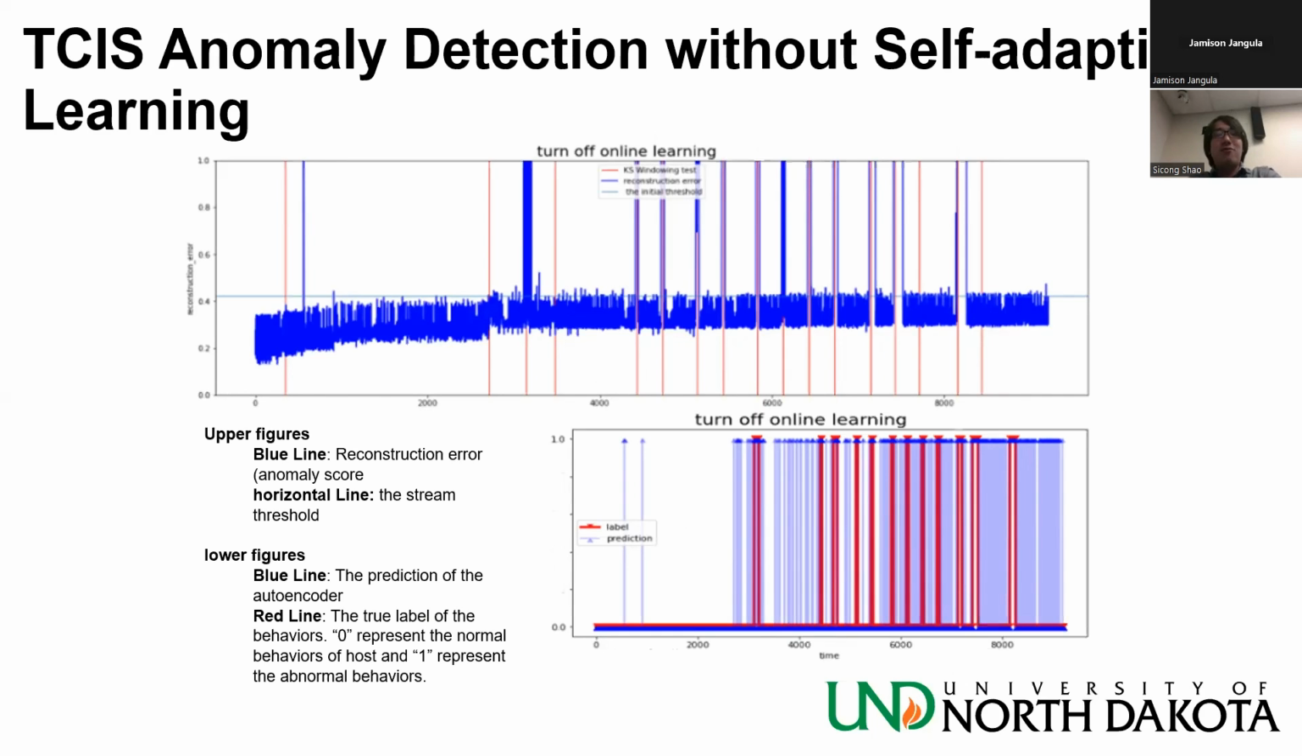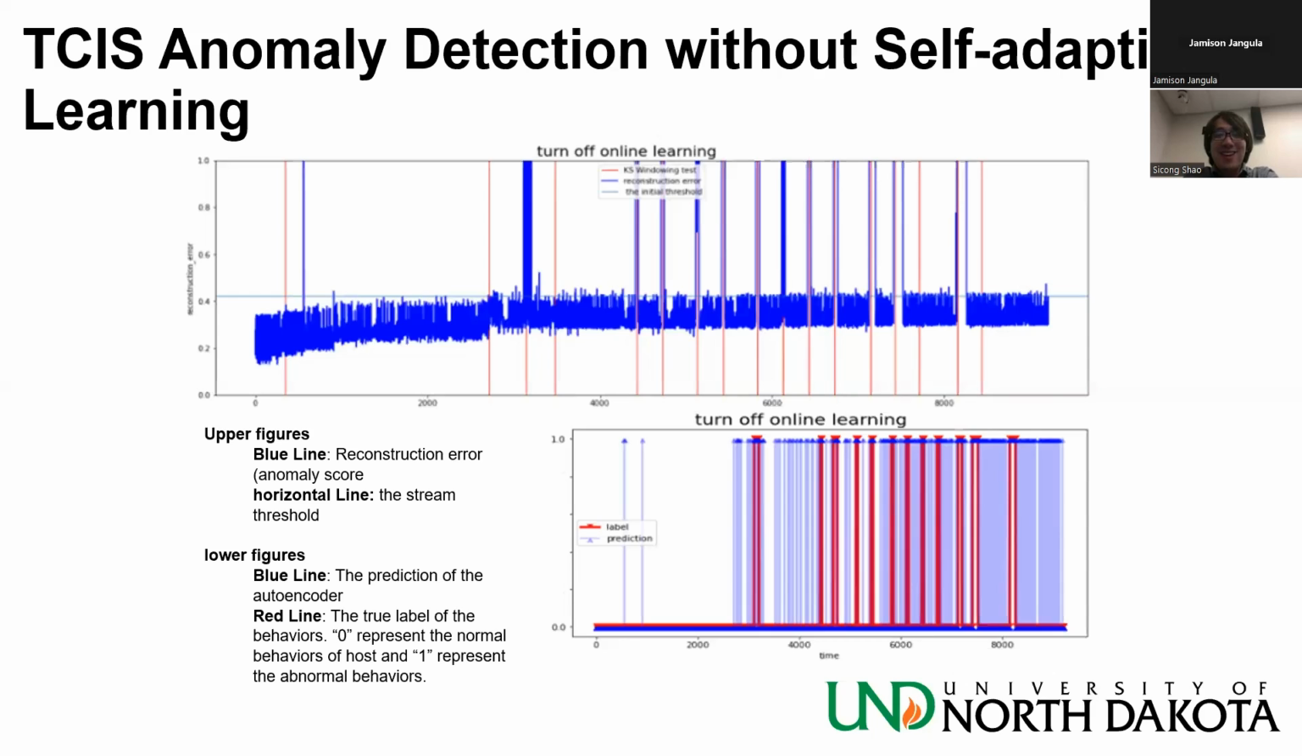So here are some results for the self-adaptive anomaly detection based on TCS. As you can see, these are the results when the TCS anomaly detection model is without the self-adaptive learning capability. The upper figure is the anomaly score, also known as reconstruction error in this context. It shows the reconstruction error and the anomaly score over time, and the lower figure shows your prediction against the ground truth label.